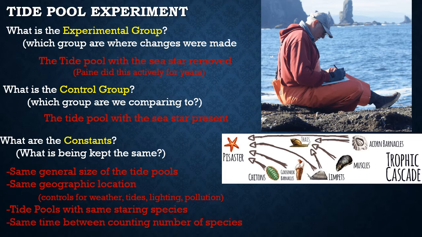And he had to make sure he was using the same amount of time in doing his counting. That is to say, he couldn't count the number of species in a tide pool, say after 1 week in one pool, and then go back 5 weeks later and count the number of species in another pool. No, you have to make sure the counting was done all at the same point in time. So the same time interval gaps between when he did his recordings.